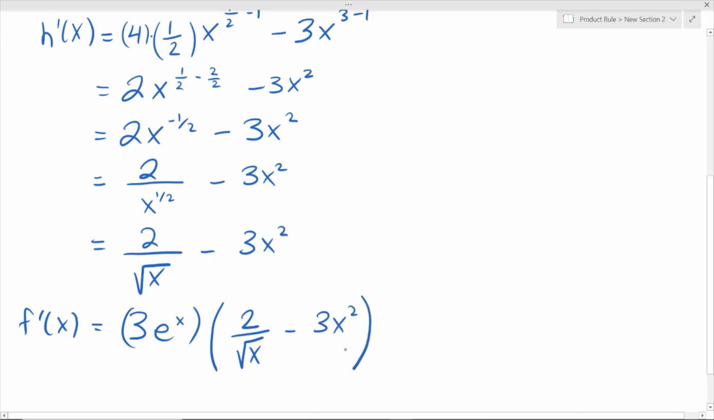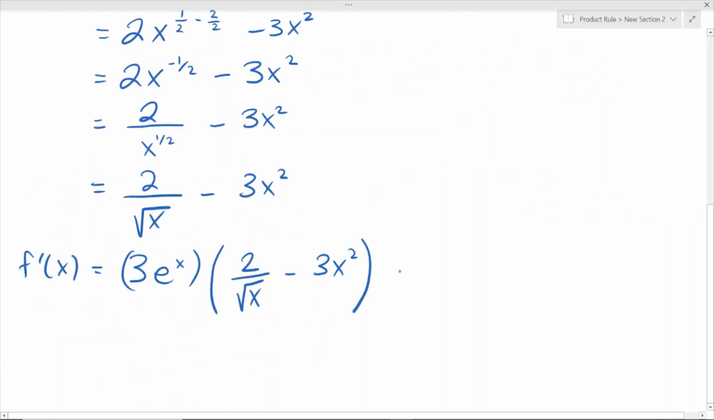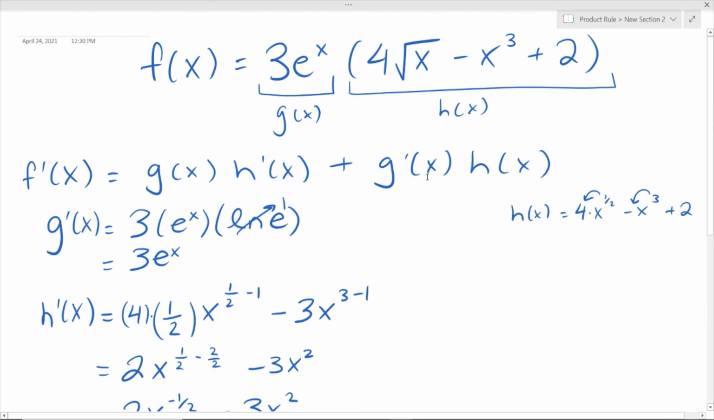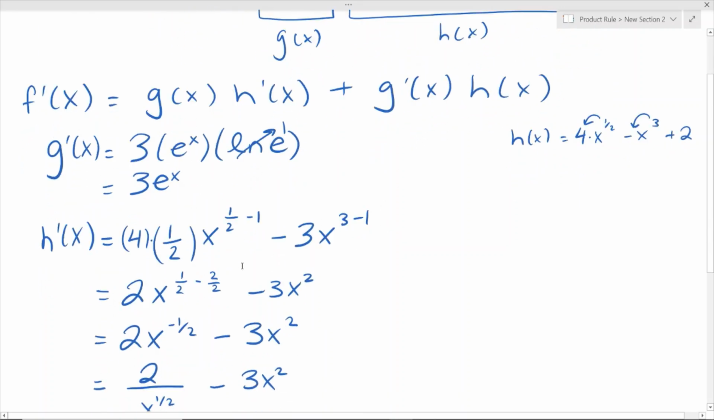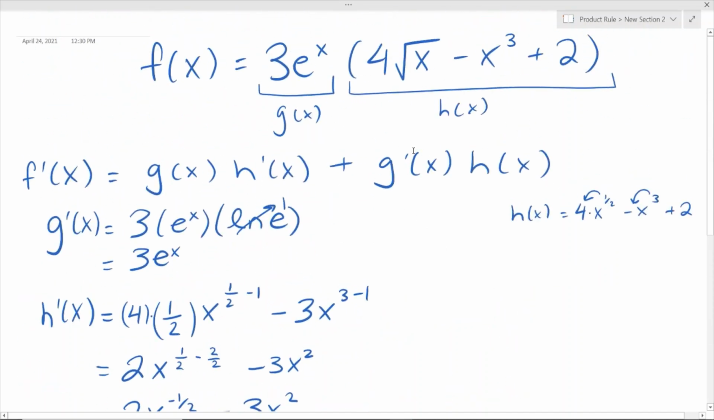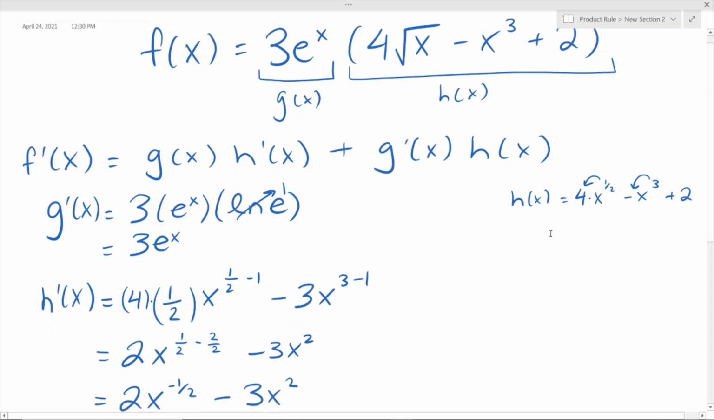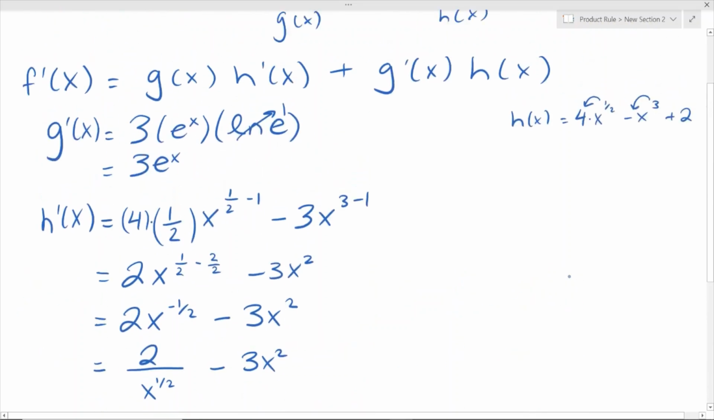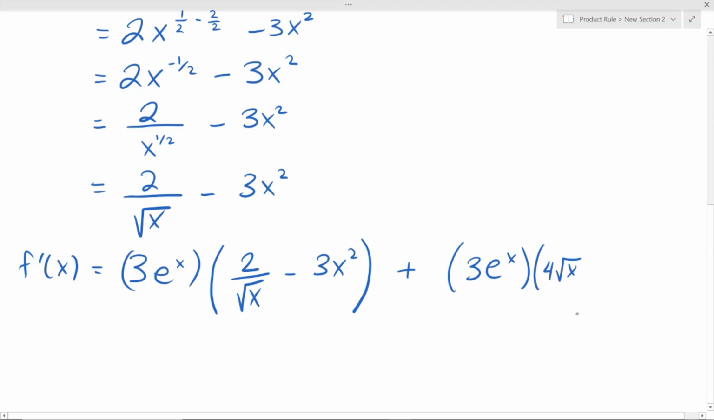And then next we have to write in a plus sign. So I'm going to copy a plus sign right here. And then we have g prime of x. G prime of x was found to be 3 times e to the exponent of x, so I'm going to write that in right here. 3 times e to the exponent of x, right? G prime of x from here. And then now we have to sub in h of x. H of x is this expression right here, right? So it's going to be 4 times square root of x minus x cubed plus 2, so minus x cubed plus 2, just like that.